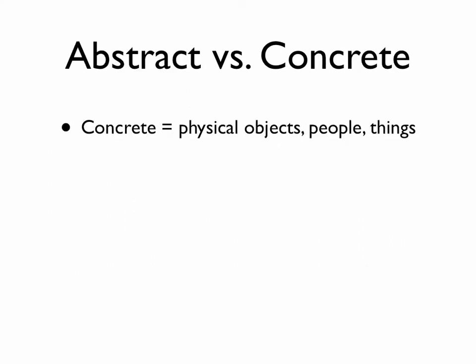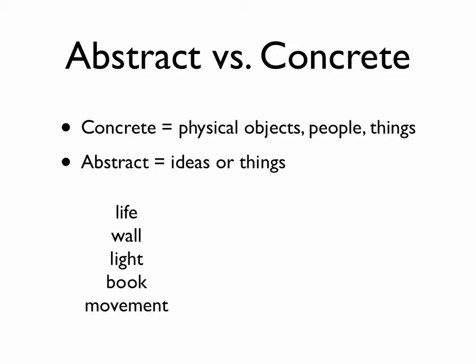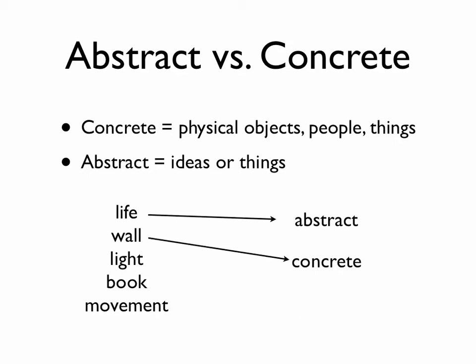Abstract versus concrete. Concrete nouns are physical objects, they're people or things, and abstract nouns are ideas or things. Let's look at an example here. Life, wall, light, book, and movement. Abstract or concrete? Life is going to be abstract, wall is going to be concrete. You might even have a concrete wall. Light is abstract. However, if you're thinking about the lights in the ceiling that you can actually take out of the wall and touch them, those are actually going to be concrete. You have book, which is concrete, and you have movement, which is abstract.